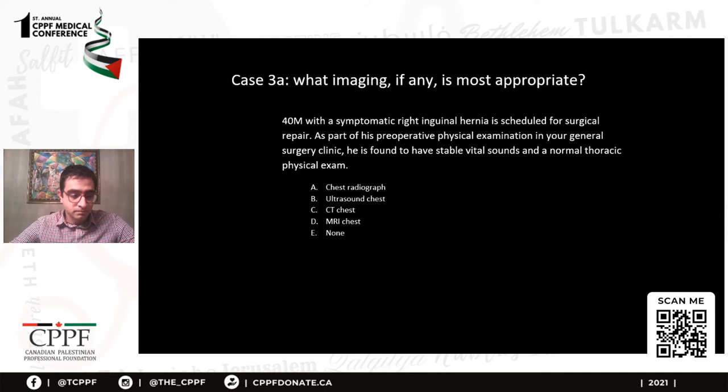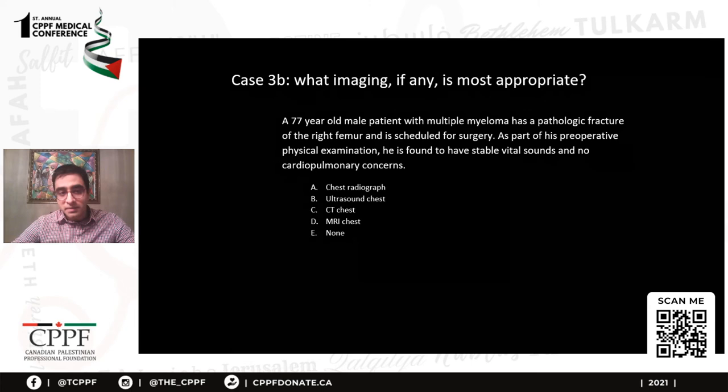Okay, time's up. So the correct answer is, once again, none of the above. Now, here's another one. You have a 77-year-old male patient with multiple myeloma with a pathologic fracture of the right femur and is scheduled for surgical repair. As part of his preoperative physical examination, he's found to have stable vital signs and no cardiopulmonary concerns. What imaging, if any, is most appropriate? A chest radiograph, an ultrasound of the chest, a CT of the chest, an MRI of the chest, or none of the above? You have 30 seconds.